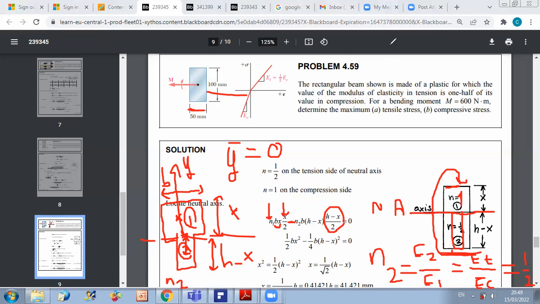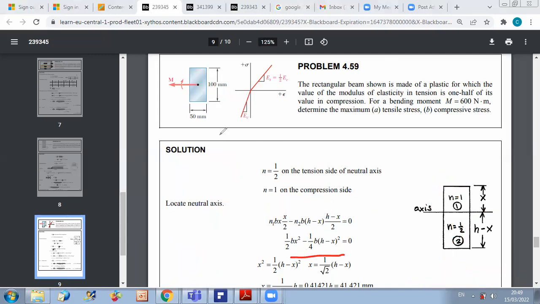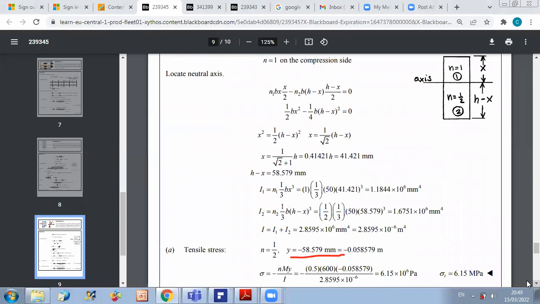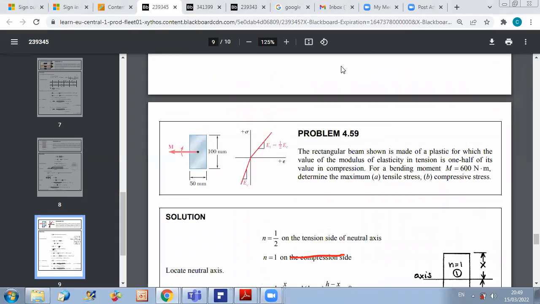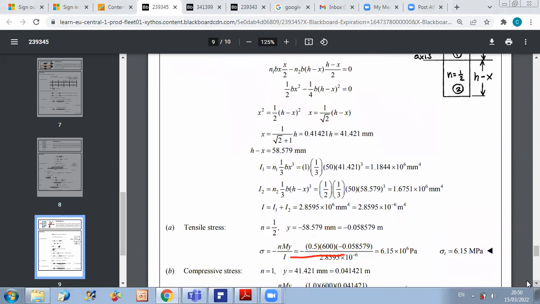This equation is a second degree equation in x. So as usual, we'll obtain one solution that is accepted and another that is rejected. As we said, x is known to be between 0 and 100, so any value that is not in this interval will be rejected. So now you know the position of your neutral axis.